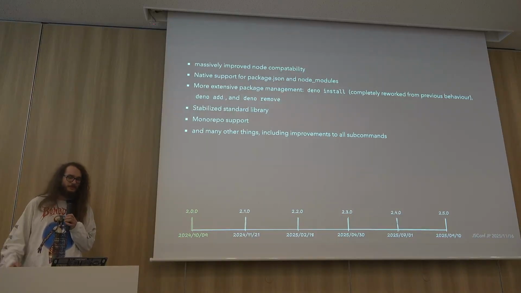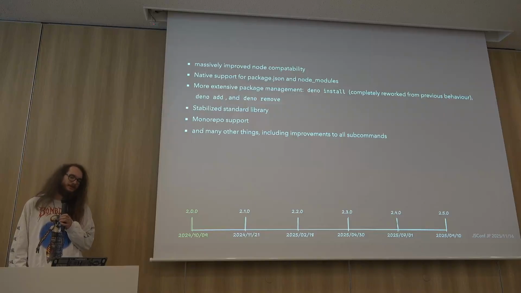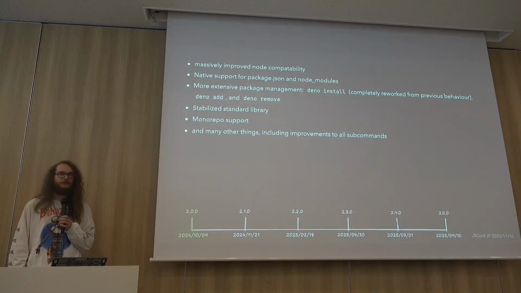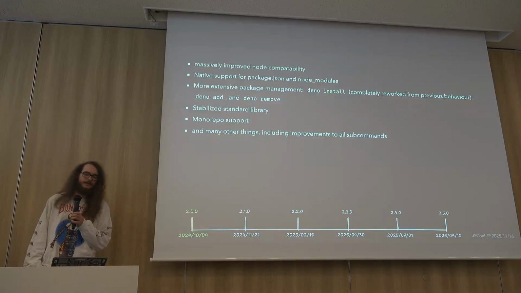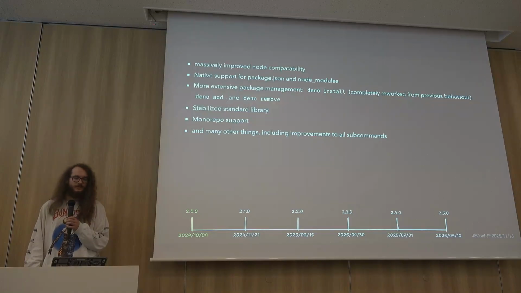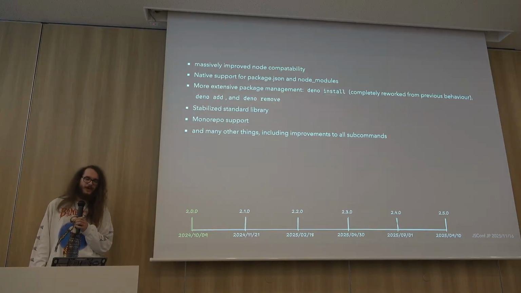Then, native support for package.json and node_modules. Again, that's more part of the Node compatibility improvements. And having an actual way of doing package management in Deno. Before, you would manually edit the deno.json file and add or remove packages. Sometimes the lock file wouldn't output correctly, and then you were messing around with that. So we just added subcommands for managing.